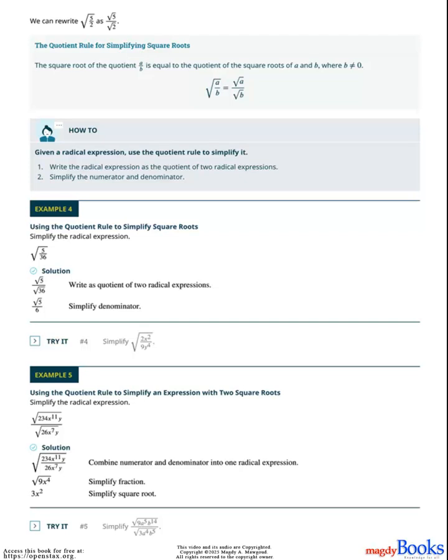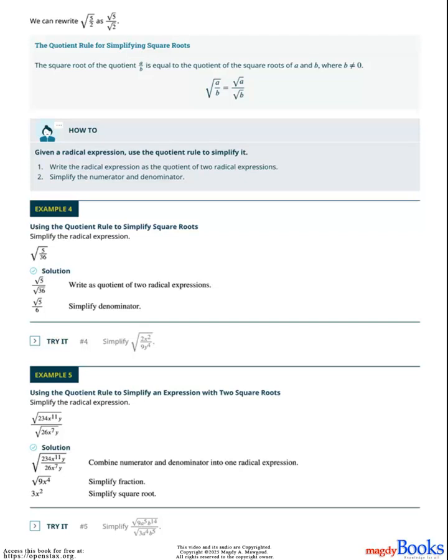Example 4. Using the quotient rule to simplify square roots. Simplify the radical expression. Square root of 5 over 36. Solution. Square root of 5 over 36. Write as quotient of two radical expressions. Square root of 5 over 6. Simplify denominator. Try it number 4. Simplify.